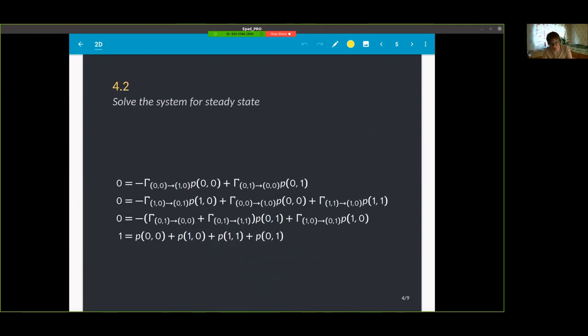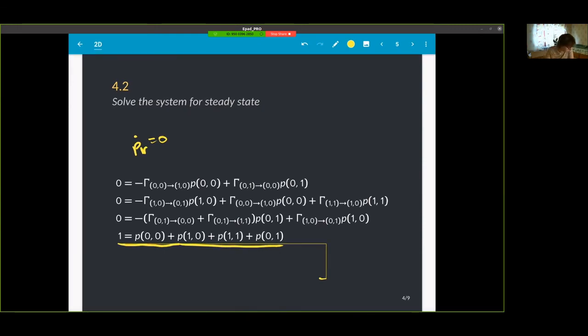now we shall solve it in a steady state. To show it in a steady state, we say that all rates are 0, and add additional equations that the sum of probabilities is 1. So this is the system. We omit one of the equations because they are linearly dependent, and solve it.